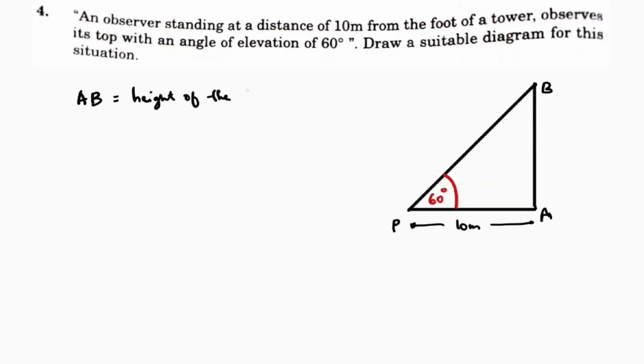height of the tower, and AP is 10 meters, a person is standing at P, and they gave the angle of elevation, meaning from here a person is seeing from this point to the top of the tower. So angle APB is 60 degrees.